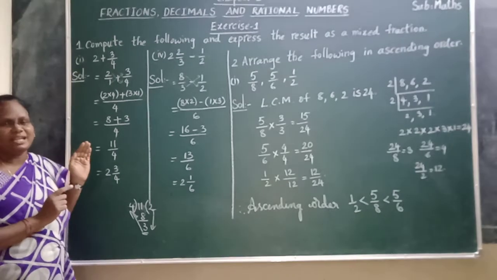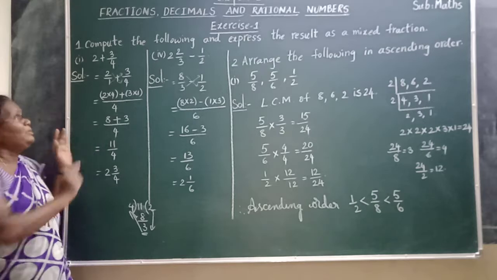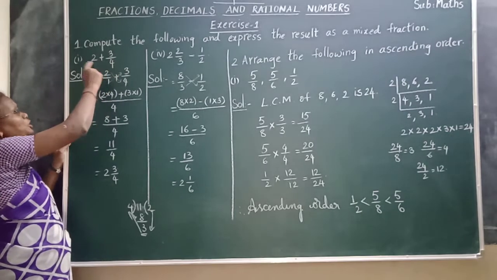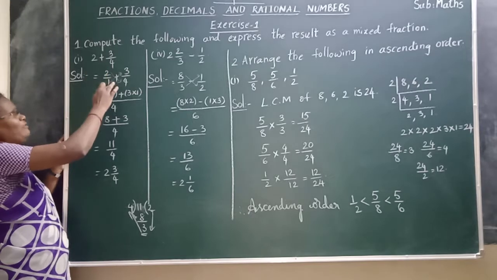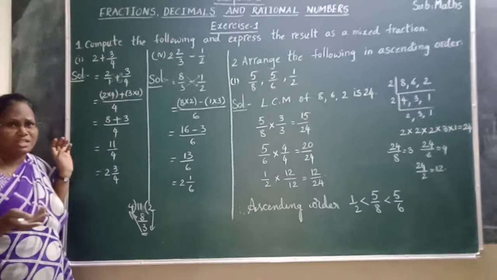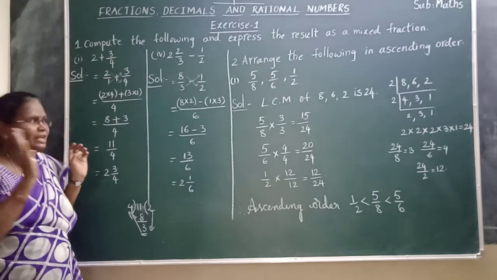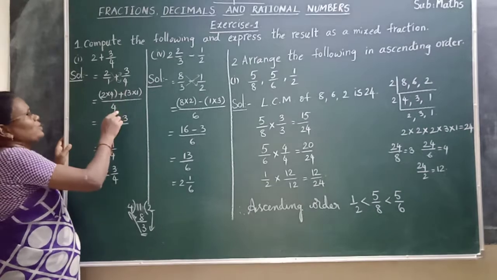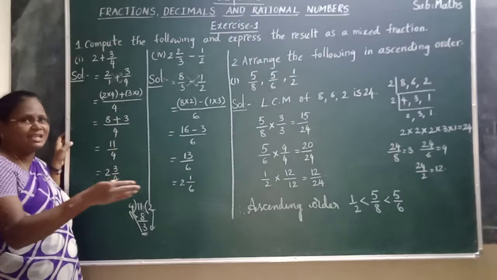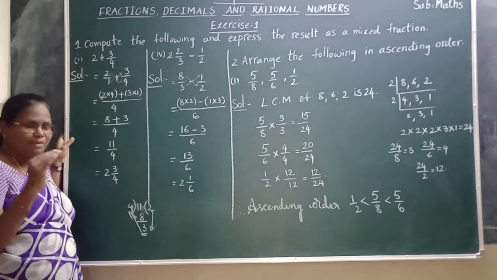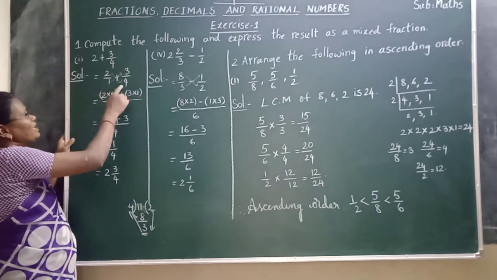Once again, listen to this example. See children, listen carefully. 2 plus 3 by 4. Here 2 is a whole number. There is no denominator in 2, so we have to write it as 2 by 1. 2 by 1 means that the number is not changing. The value is 2 only. The LCM of 1 and 4 is 4. Here it is 1 into 4, or otherwise you can find the LCM: the LCM of 1 and 4 is 4.